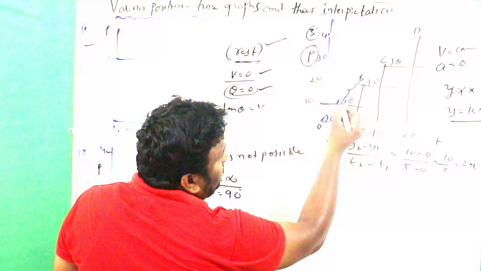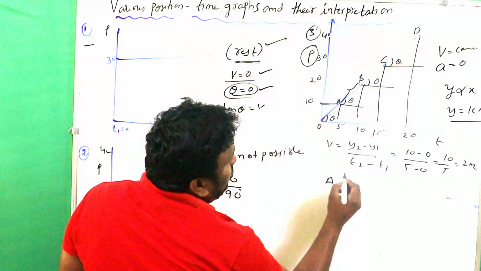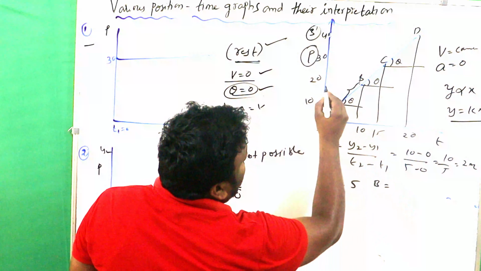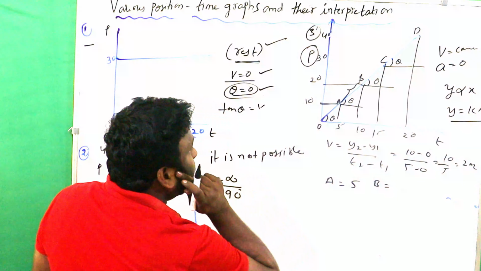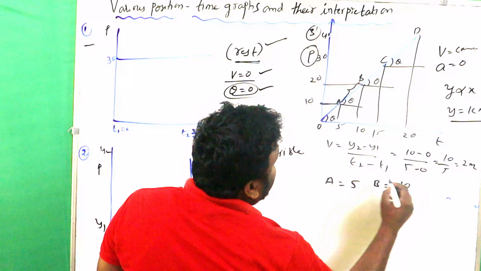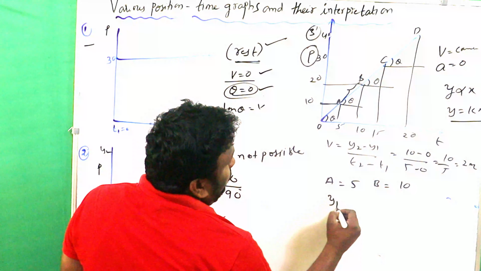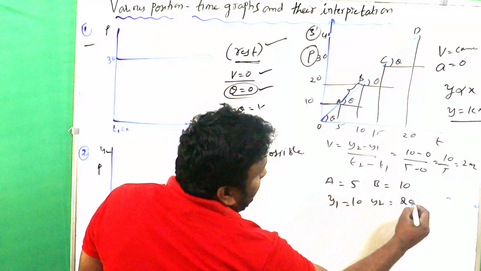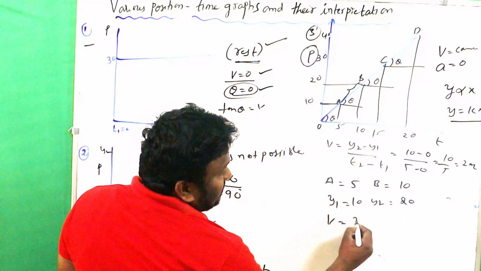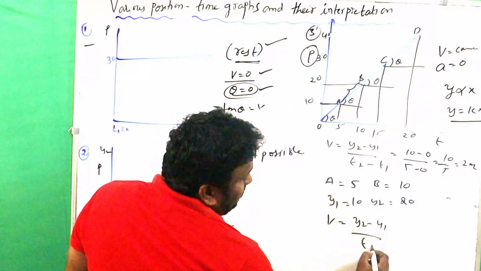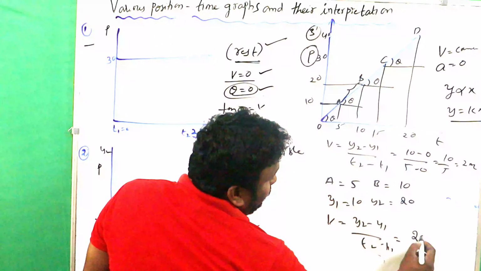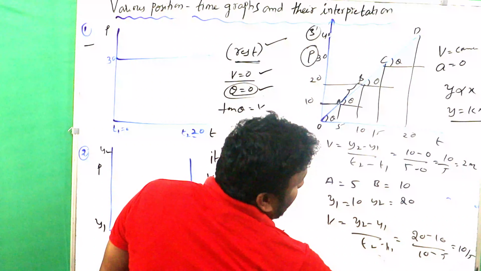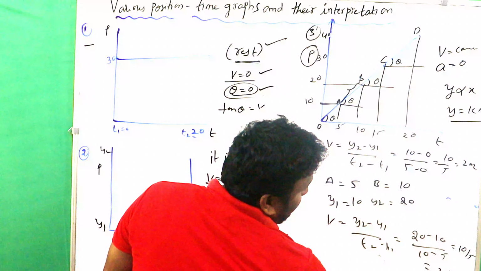In the same manner, if you go from A to B, at A the time is 5 seconds. At B the time is 10 seconds. And similarly here displacement, Y1 is 10 and Y2 is 20. Then again you substitute, V is equal to (Y2 minus Y1) by (T2 minus T1). So 20 minus 10 by 10 minus 5. Again you get 10 by 5, that is 2 meter per second.